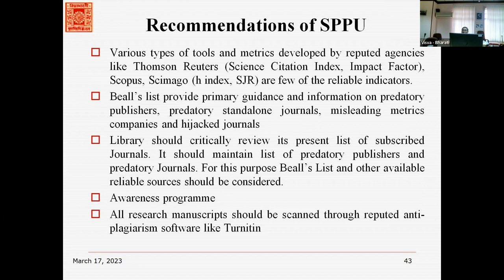And as you know, Beall's list gives the primary guidance and information regarding predatory journals. So we have to consider that if any journal is found in the predatory list, that is Beall's list, then that journal will not be considered a reputed journal, and we will not consider it for academic purposes. It is also the recommendation of that committee. And they also give some responsibility to the library people. That is, libraries should make a list of predatory journals or publishers, consulting various authentic, reliable sources like Beall's list and other available sources. So the library has to prepare a list of predatory publishing.